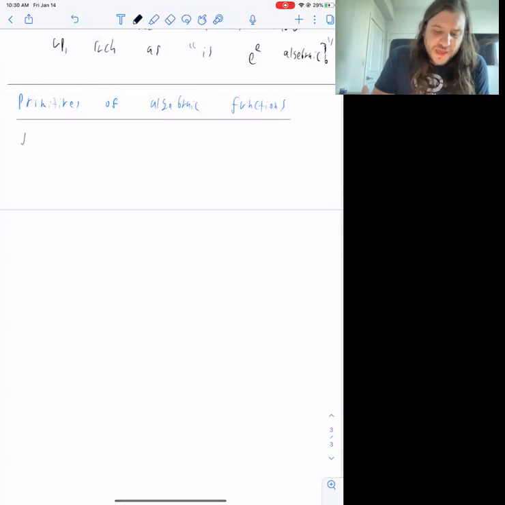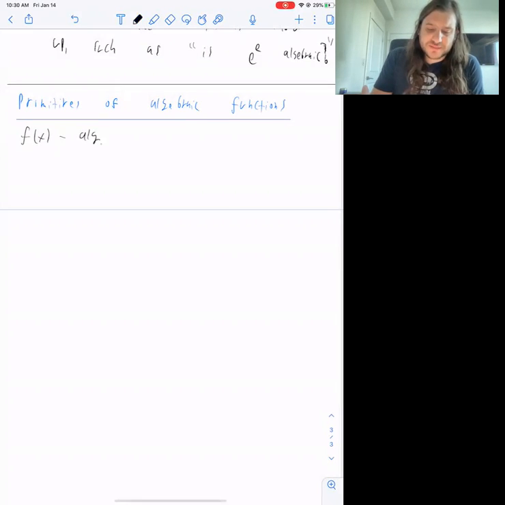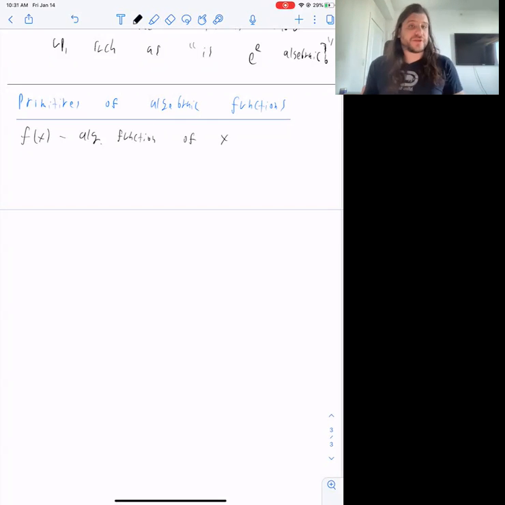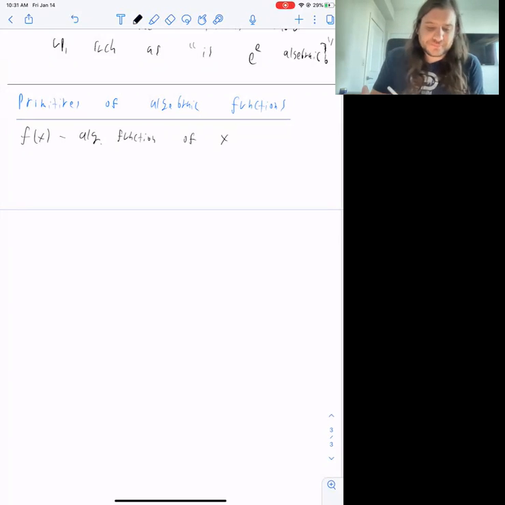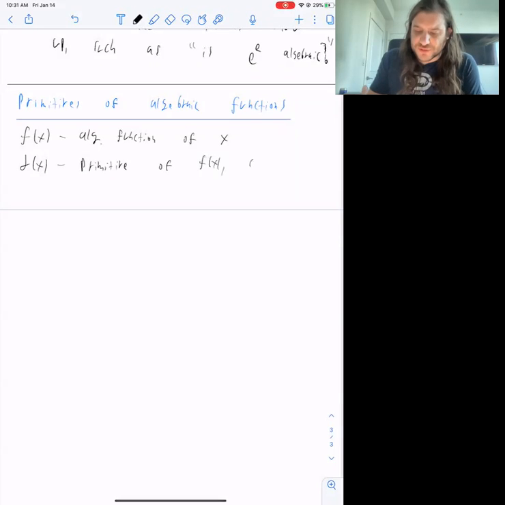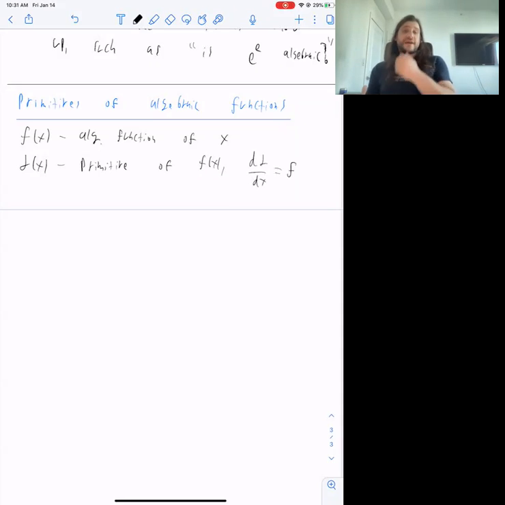So suppose that f of x is an algebraic function of x. So f of x can be thought of as an element of the algebraic closure of the field F naught I defined earlier. And we'll set alpha of x to be a primitive of f of x, so that d alpha by dx is equal to f.